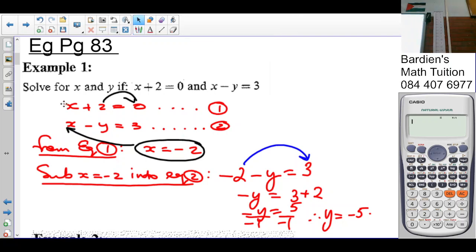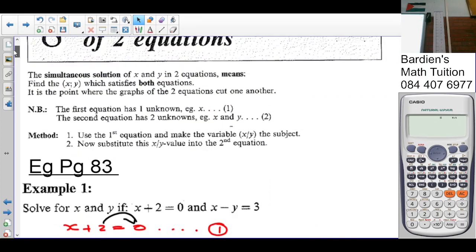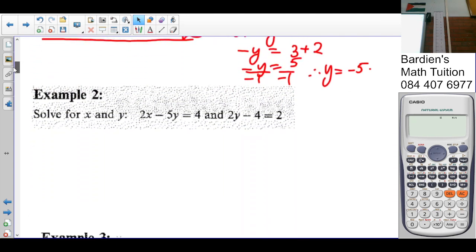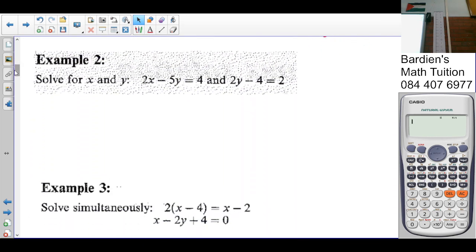Alright, so let's read again what they told us. The method: use the first equation and make x or y the subject of the formula. We made x the subject of the formula. And then the second equation: now substitute the value of x or y into the second equation. And that's what we did. Alright, you guys okay with that? Any confusion? No? Now I'm looking at example 2.